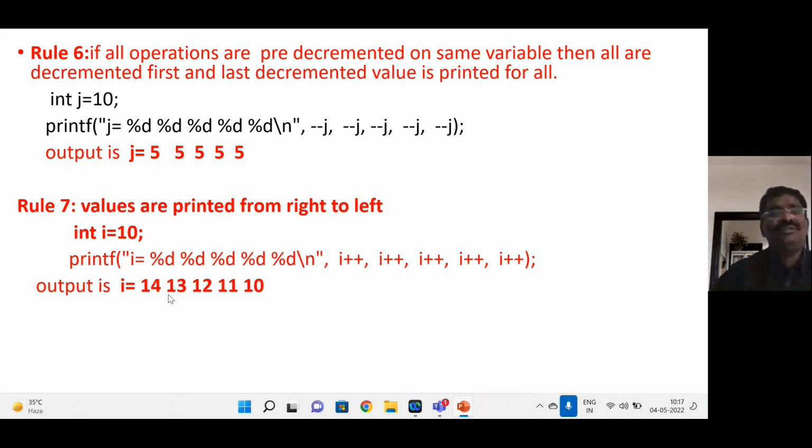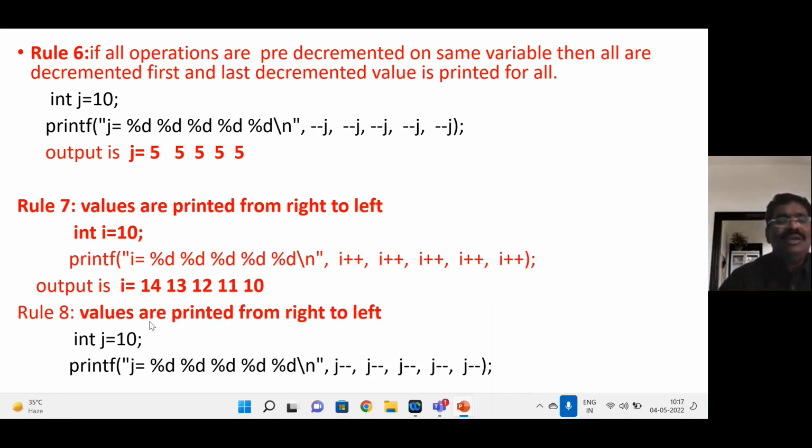So the seventh rule is that values are printed from right to left. But most people, when given this kind of program, give the values in the wrong order. That is wrong. The values will be evaluated from right to left, and here the values printed will be 10, 11, 12, 13 and 14. So this is the seventh rule of the increment and decrement operators.